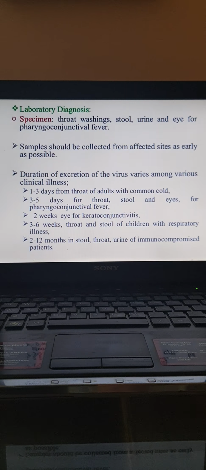So this is very important when you collect the sample: from which site you are collecting, and for which syndrome you are collecting. That makes the diagnosis clear.